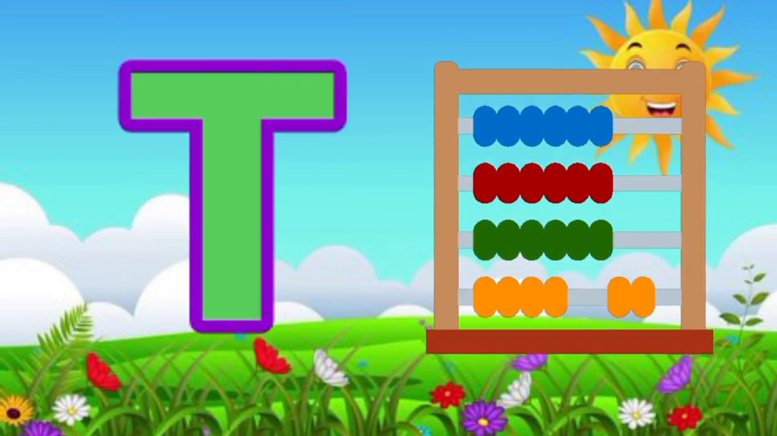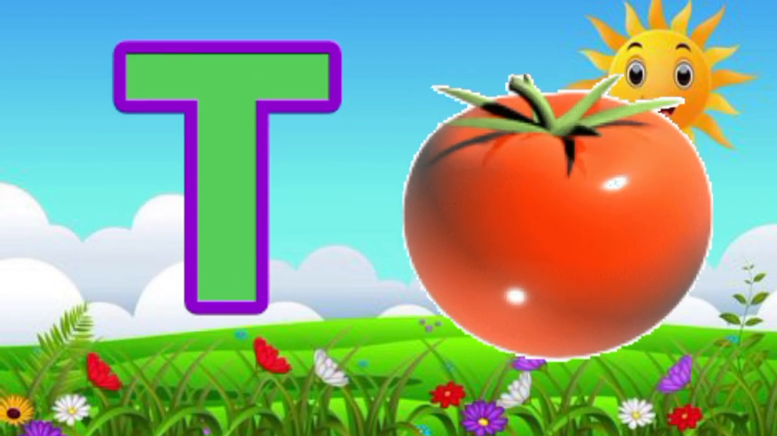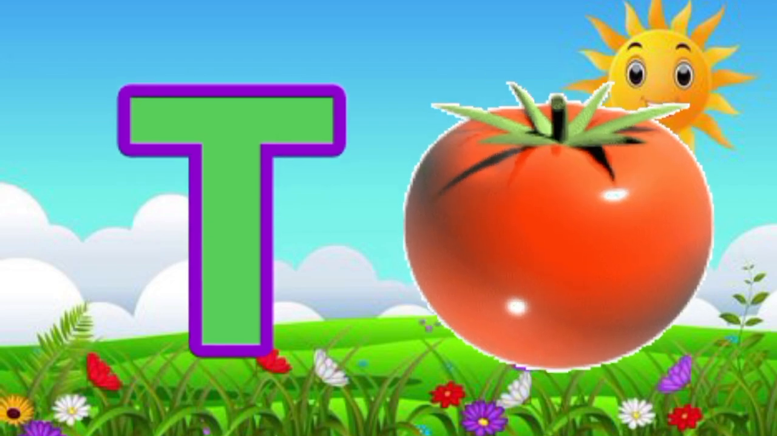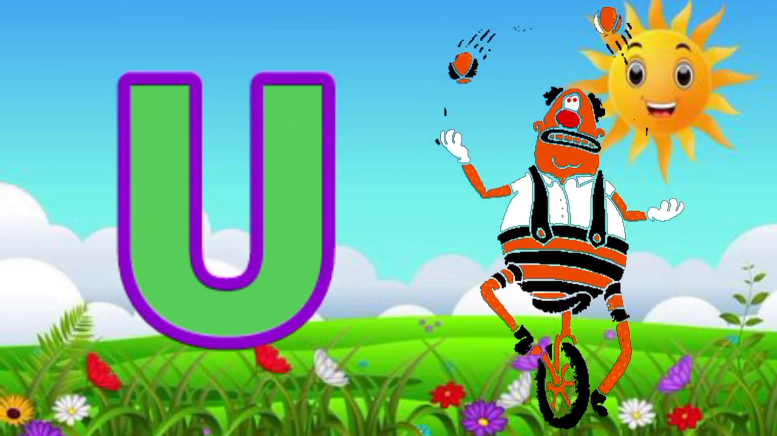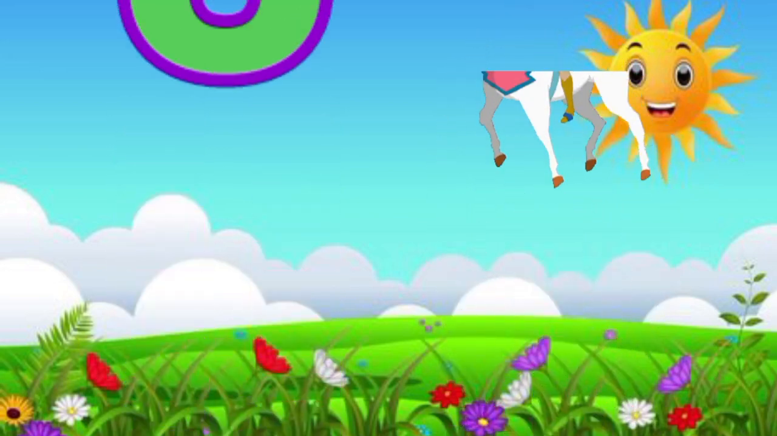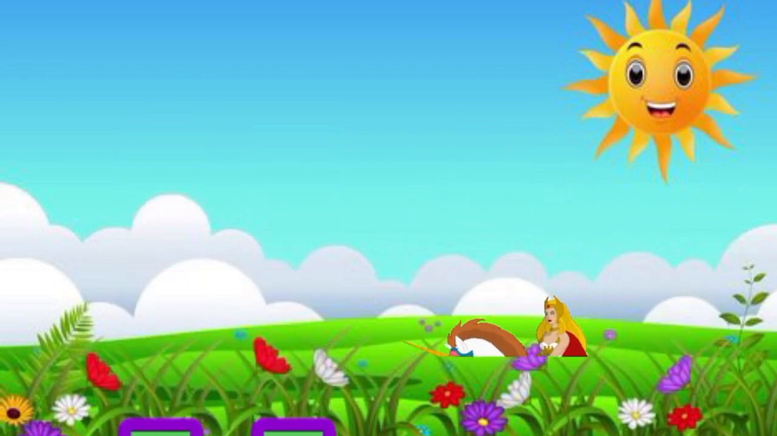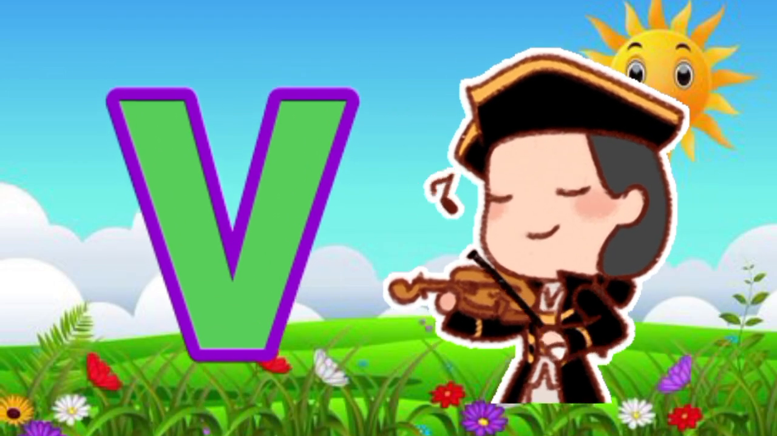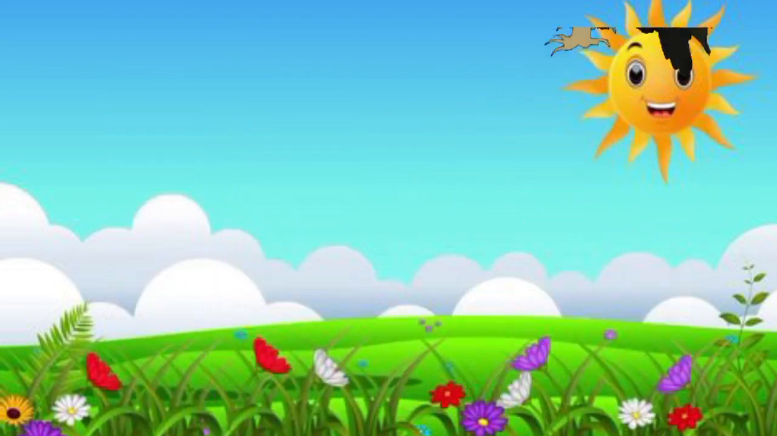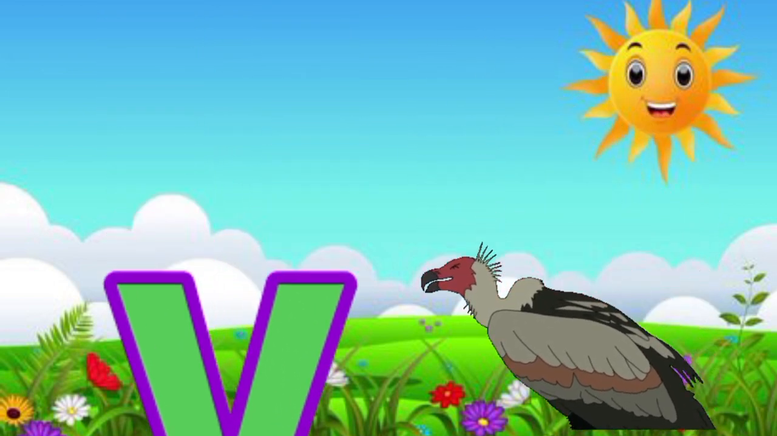T for Toy. T for Tomato. U for Unicycle. U for Unicorn. V for Violin. V for Vulture.